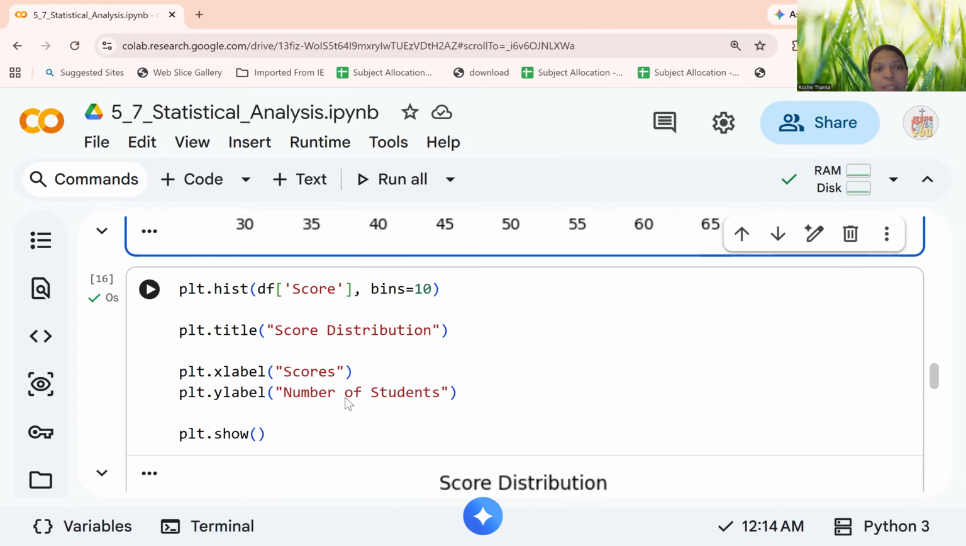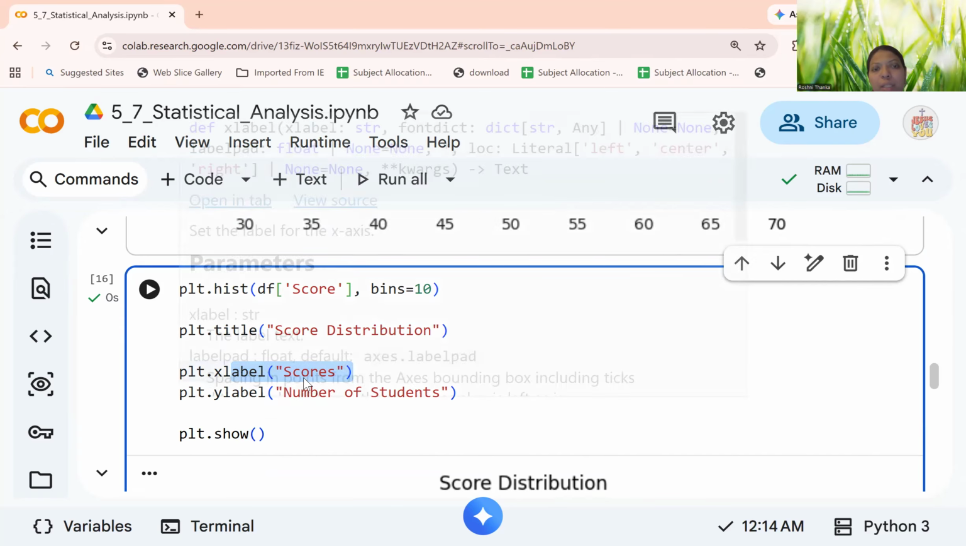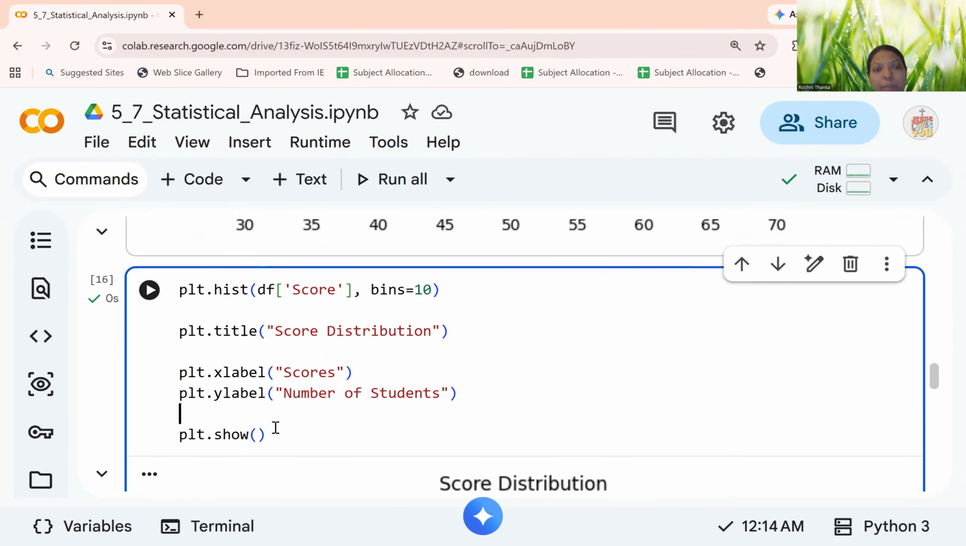And then we can give the title for that graph. We can give the x-axis, y-axis. For the x-axis we are going to give score, so you can see here. For the y-axis, we have given number of students, and we are going to show it. So here we are using bins as 10. So the score is grouped into 10 bins, and 10 values are grouped under 1.